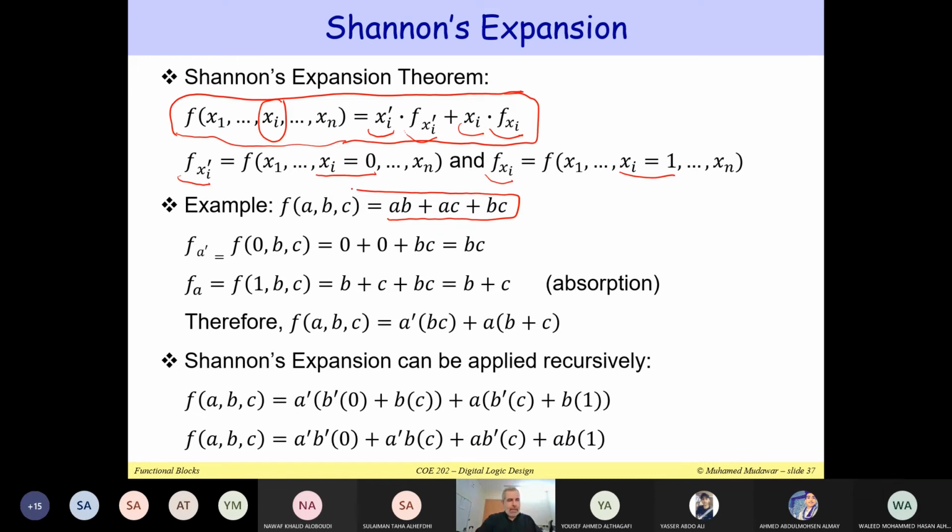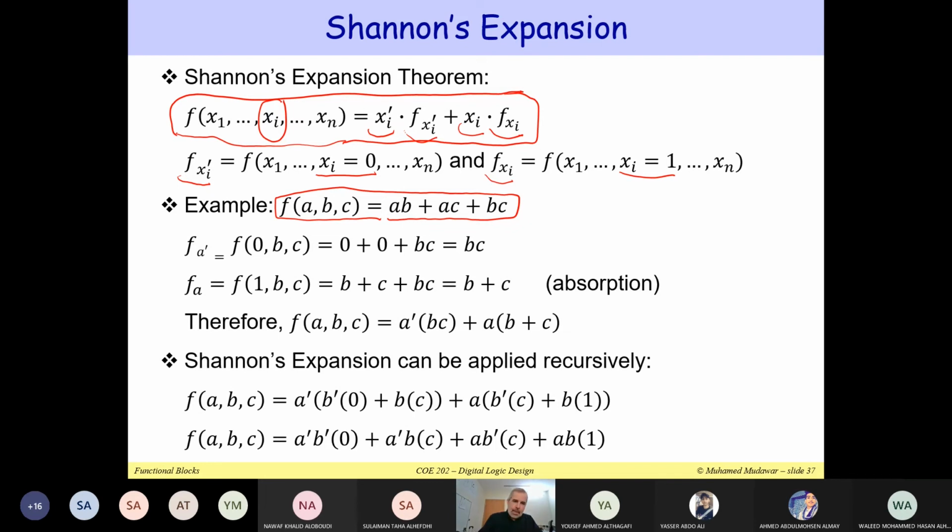Now, suppose I would like to expand it, but I would like to use variable a. So I would like to use a for selection. I would like to implement it using a multiplexer, and I would like to connect a to my select input. So I'm going to evaluate the function f when a is equal to 0, and when a is equal to 1.